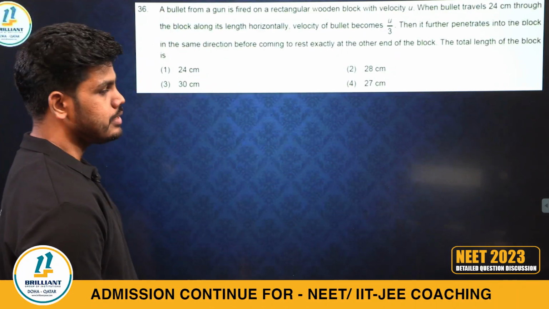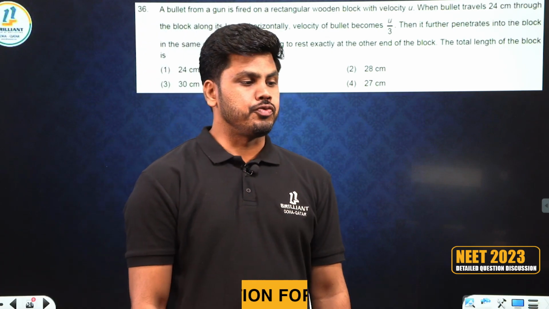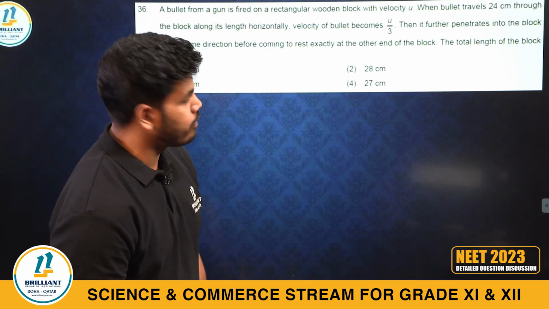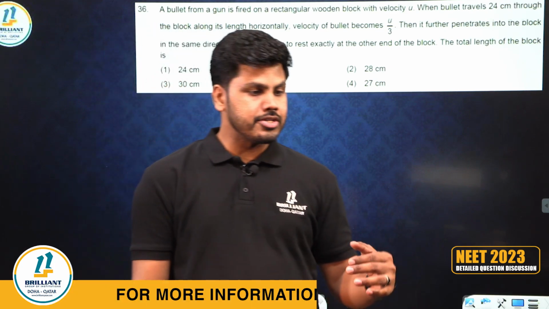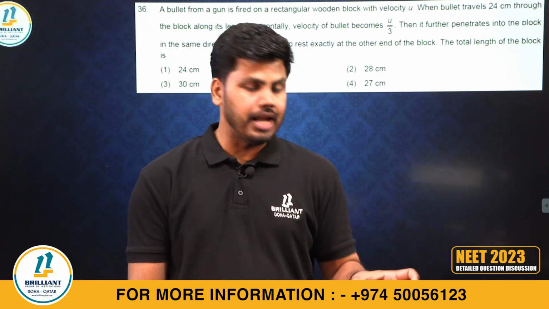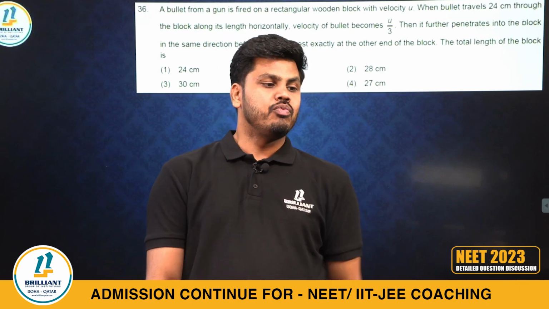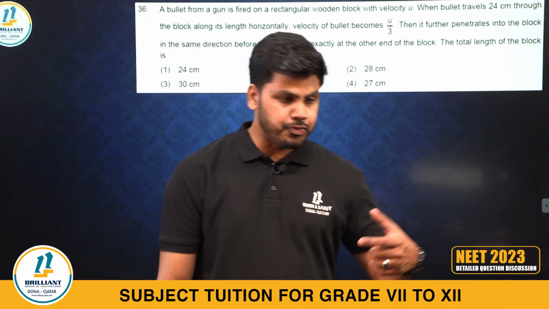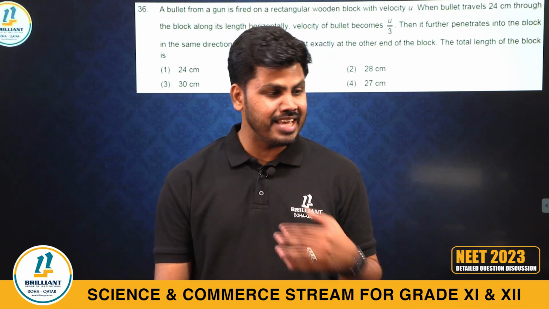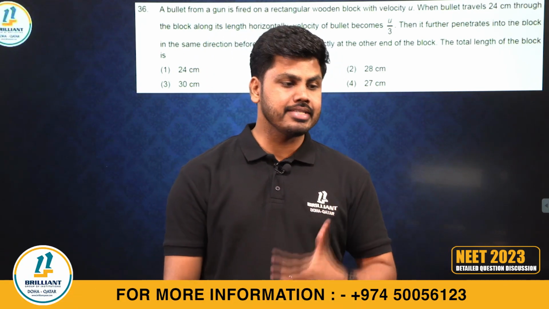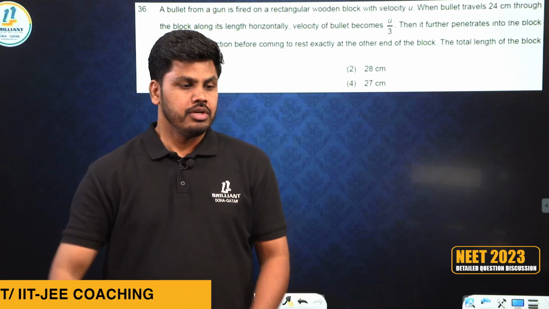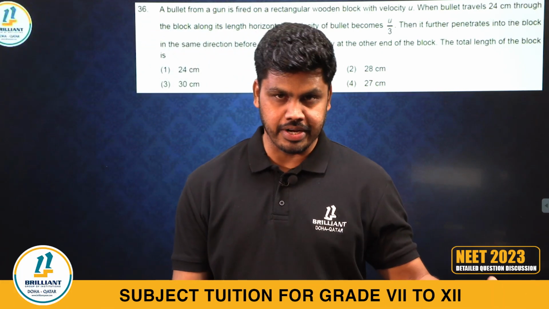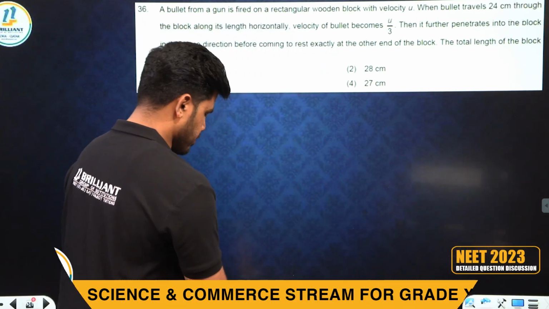36. A bullet from a gun is fired on a rectangular wooden block with velocity u. When the bullet travels 24 cm through the block along its length horizontally, the velocity of the bullet becomes u by 3. Then it further penetrates into the block in the same direction before coming to rest exactly at the other end of the block. Total length of the block is. A question from one-dimensional motion, right? Basic question, very simple question.